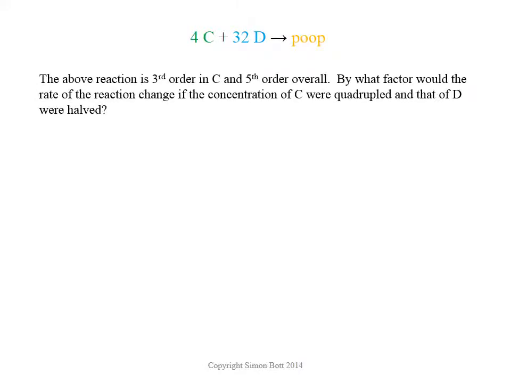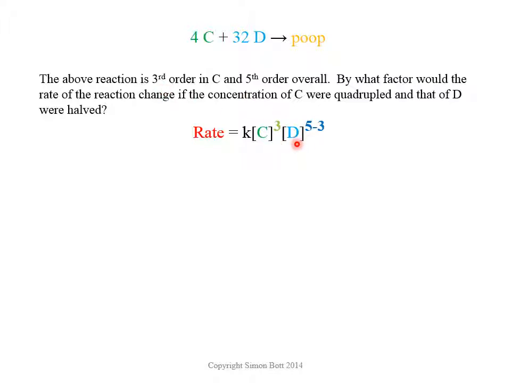Okay, let's say I tell you that this reaction, we've determined that it is third order in C and fifth order overall. By what factor would the rate of the reaction change if the concentration of C were quadrupled and that of D were halved? Well, what I've just told you is effectively the rate law. Every rate law starts with rate equals K times the concentration of C cubed, because I told you it was third order, times the concentration of D.